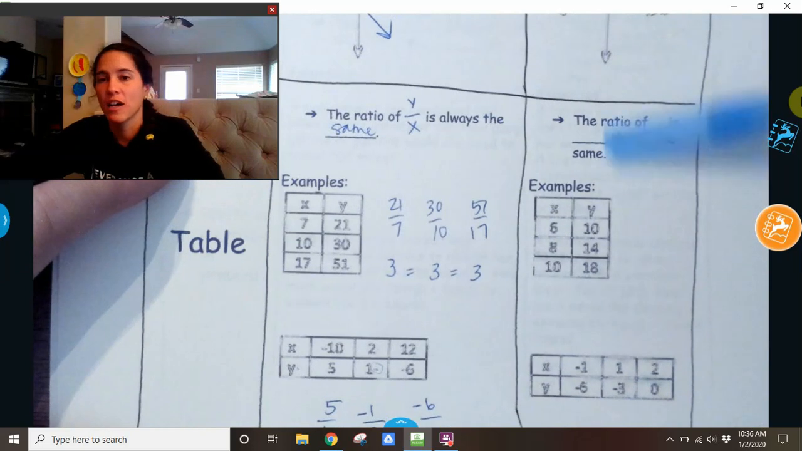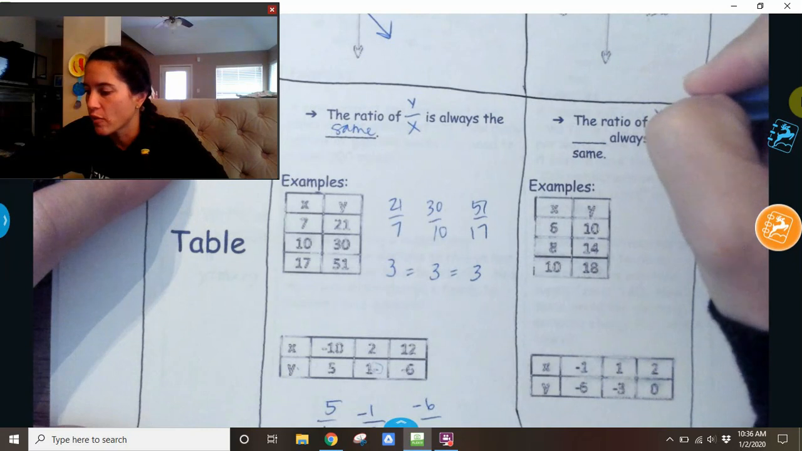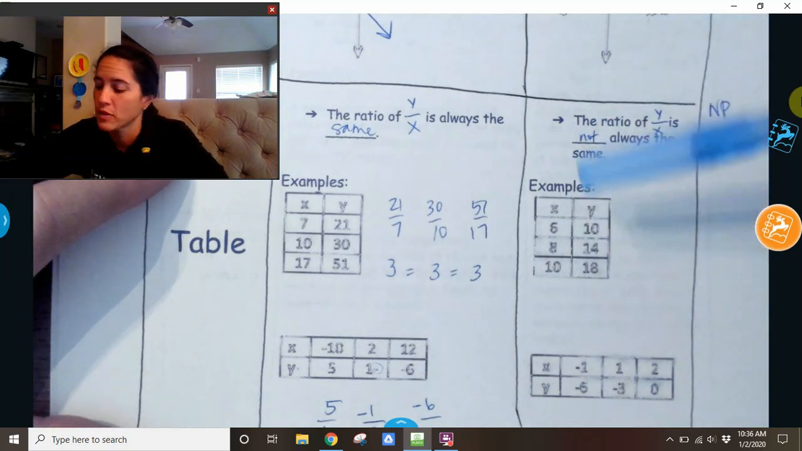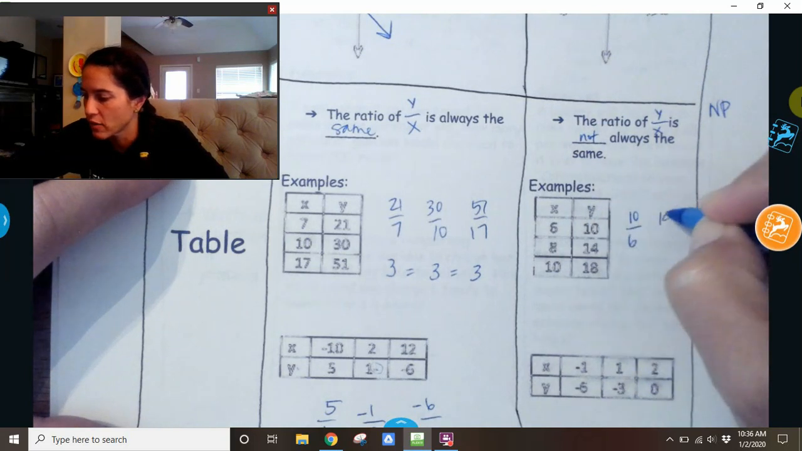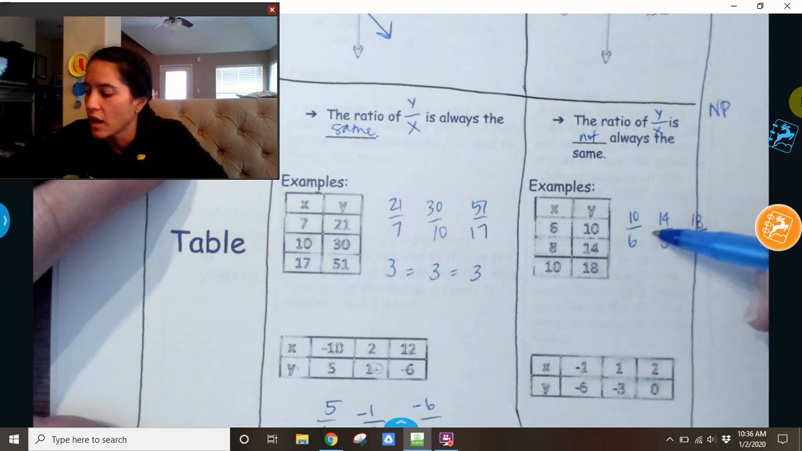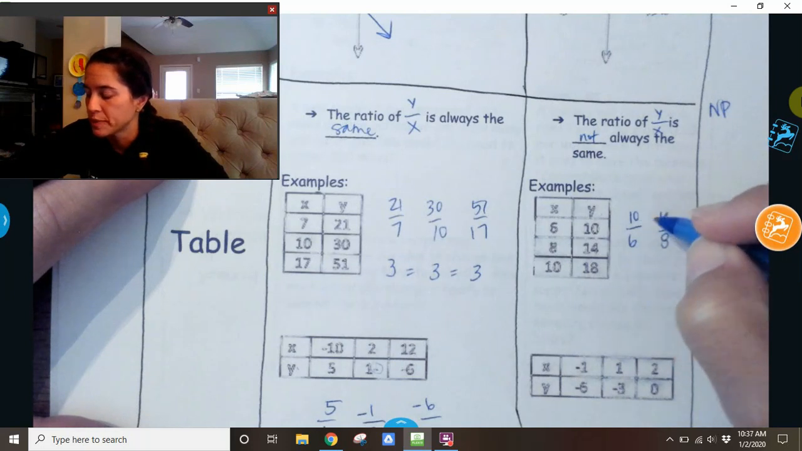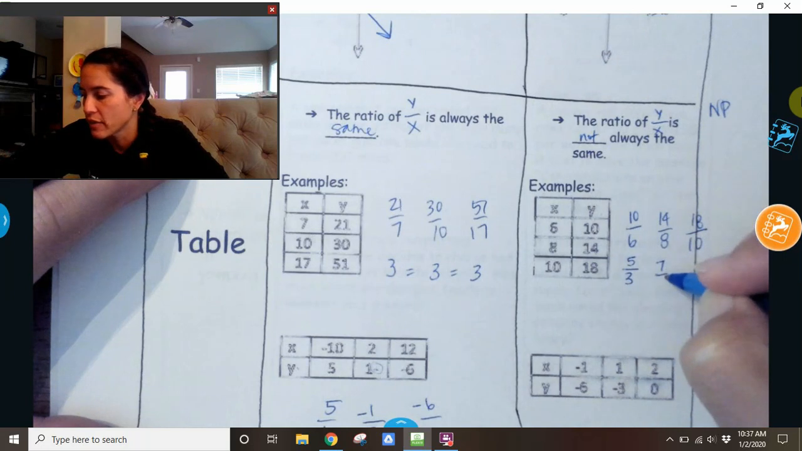Now over here in the non-proportional column, the ratio of y over x is not always the same. In these examples, we're going to compare y over x. So 10 over 6, 14 over 8, and 18 over 10. If we were to reduce these, I could divide these by 2, and I would get 5 over 3, 7 over 4, and 9 over 5.